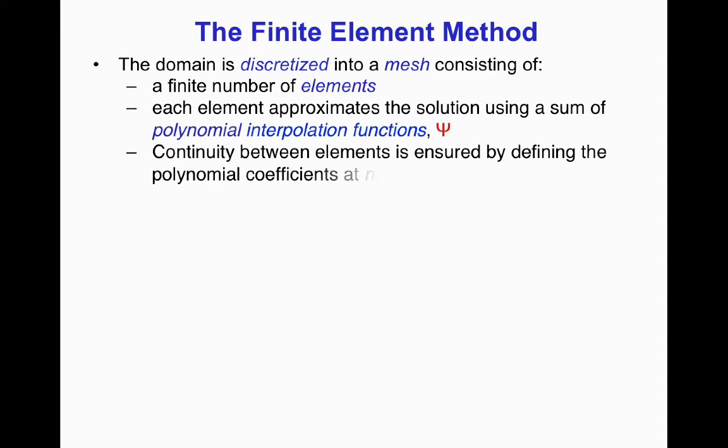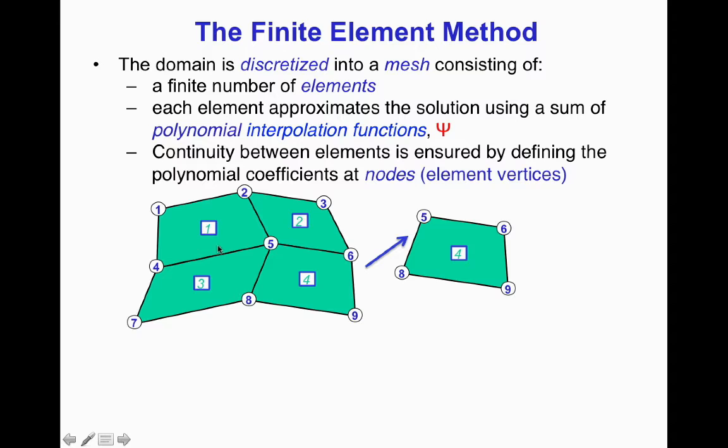We are able to ensure continuity between the elements by defining the polynomial coefficients at the vertices or nodes of the elements. So here, for example, we have an example of a finite element mesh with four elements and nine nodes, and you can see each element has four local nodes. So element four, for example, has four nodes that correspond to the global nodes 8, 9, 5, and 6.